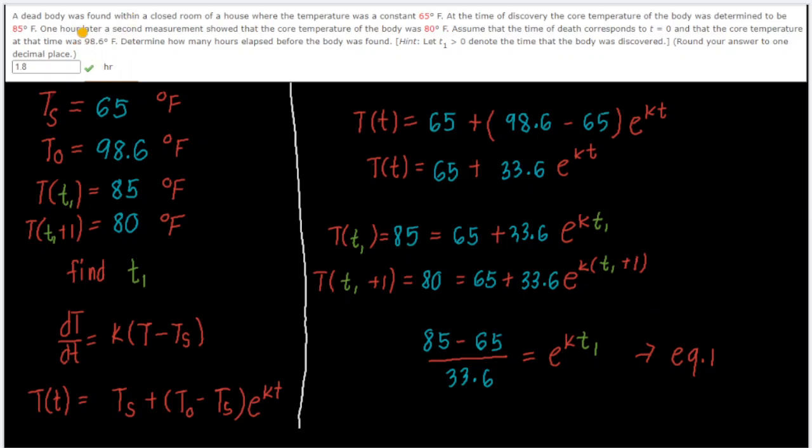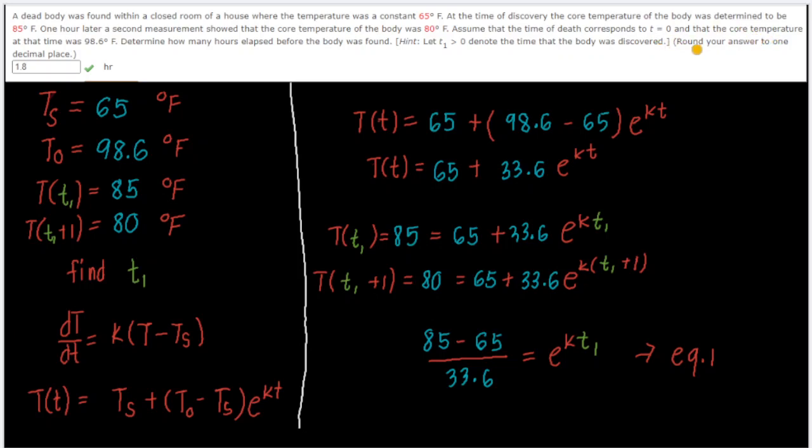This problem is an example of Newton's law of cooling. Now, the problem says here that a dead body was found within a closed room of a house where the temperature was a constant 65 degrees Fahrenheit. This is the temperature of the surrounding, 65 degrees Fahrenheit. And this also says here that we assume that the time of death corresponds to t equal to 0.